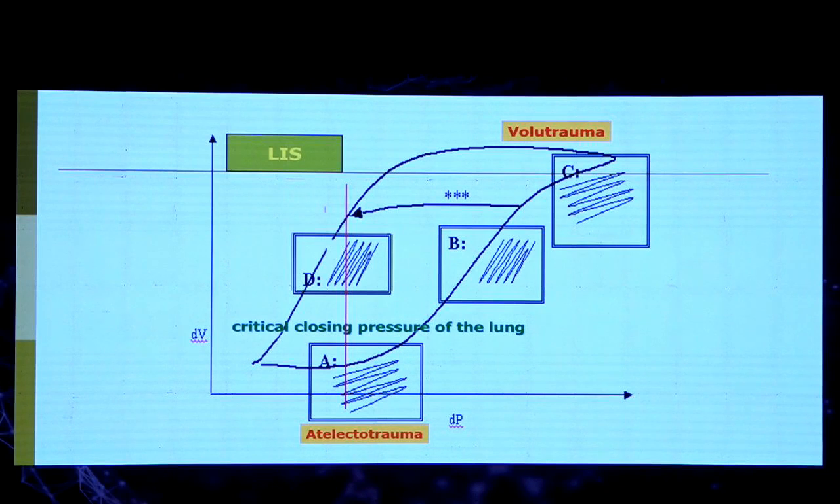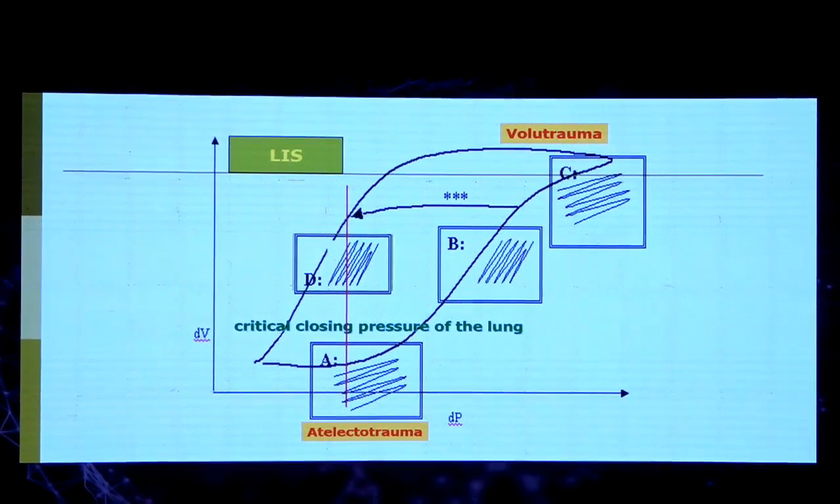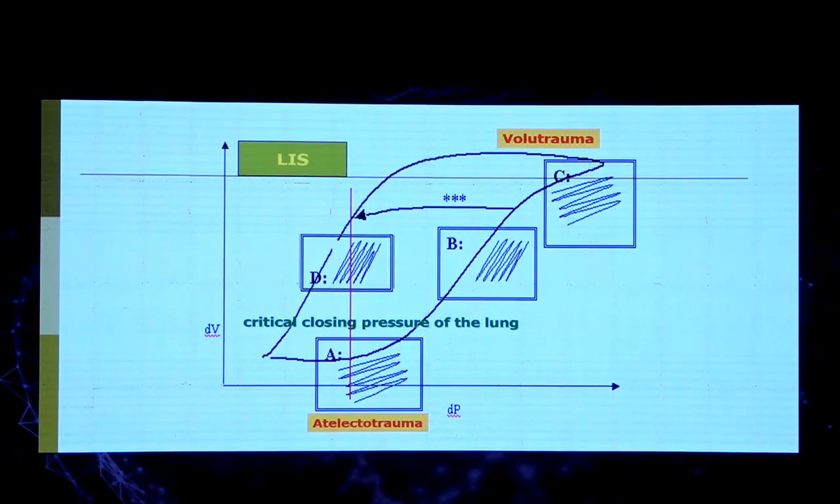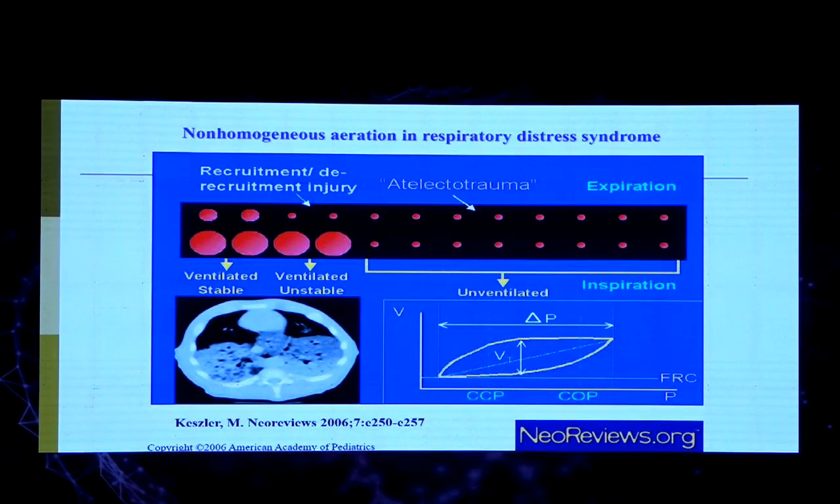overstretched. And the second mechanism of injury is here, where there is atelectotrauma and recruitment-derecruitment injury, whenever your PEEP is below this critical closing pressure of the lung, because here you are already in atelectasis. So you can have a stable ventilated lung with open inspiratory and expiratory alveoli. This is ventilated during inspiration, but you have recruitment-derecruitment injury here, and here you have atelectotrauma.